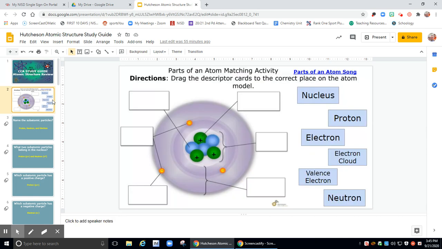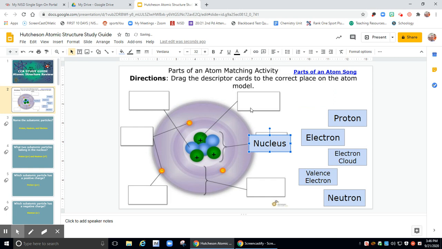Okay, so really quick, if you look at these parts of the atom, this was something we did a while back. We need to make sure that we know that this is the nucleus. This right here is pointing to a positive particle inside the nucleus, so that would mean that is a proton. This is pointing to a non-charged particle in the nucleus, so that would mean this is a neutron.